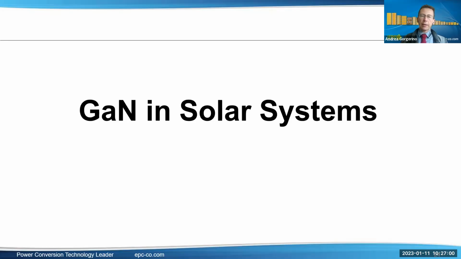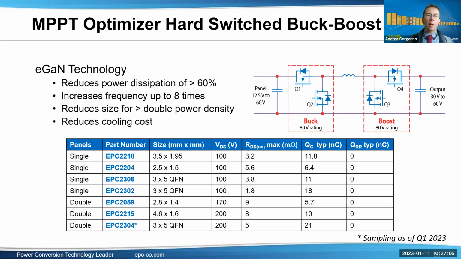So very quick, let's take a look at some of the devices that can be used in solar systems. So first, the MPPT optimizer, which is typically a hard switch buck boost topology as shown here. Since MPPTs are connected directly to the solar panel, the devices used are typically 100 volt rated devices. So 2218 and 2204 are the most common ones, as well as the QFN GaN FETs that we offer now, like 2302 and 2306.